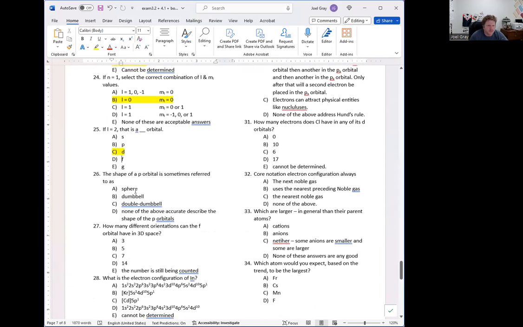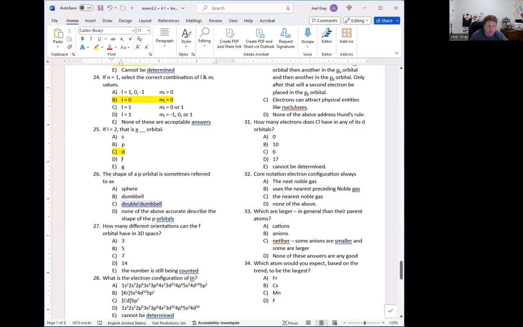Number 26. The shape of a p orbital is sometimes referred to as A, a sphere, B, a dumbbell, C, a double dumbbell, and D, none of the above. You know what? I realized in class that I probably used the phrase bow tie more than dumbbell. So as long as you put B or C, I'm going to give you credit for this one. So I'm going to mark it as B is the correct answer. That's the best answer. But I can see how you would arrive at double dumbbell.